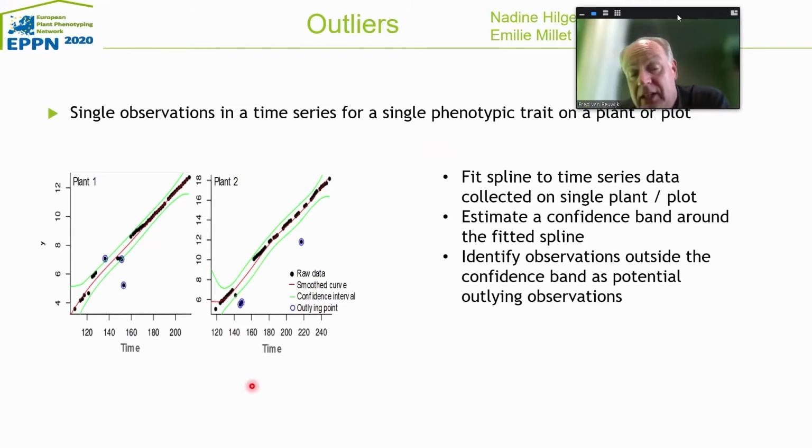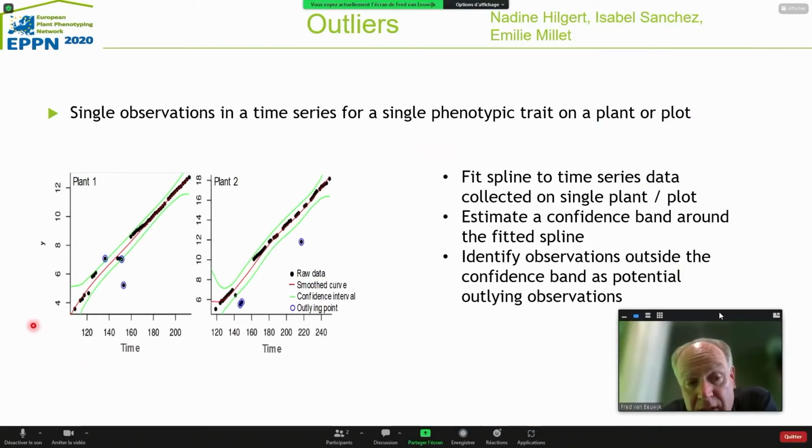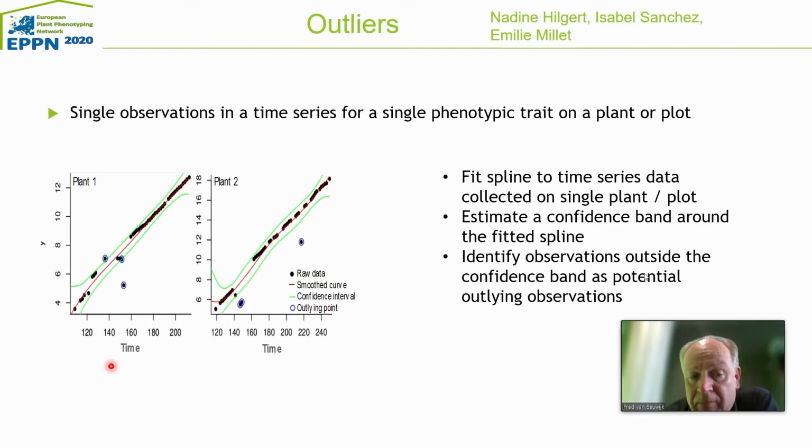Now, in the EPPN 2020 project, we have here an example in which we want to figure out whether a single observation in a time series describing a trait on a plant or plot is deviating or not. And the red line is, let's say, the fitted spline with respect to the black observations. So the observations were done and they look like black dots. We fit this red spline. We are able to put a green confidence band around it, and any observation outside the confidence band for the spline, we might label as being suspicious.